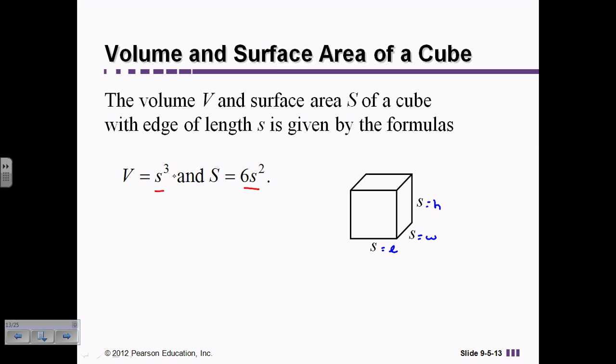So S cubed means basically length times width times height. You're multiplying the three sides together. And surface area would be 6 times the side squared. In other words, you're finding the area of this face of the square, and then knowing that all the sides are the same, you're going to multiply them all together and multiply by 6.